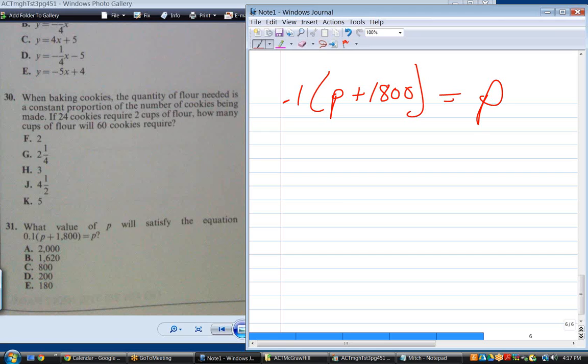Alright. So would you just multiply both p and 1800 by 0.1? Yep. In other words, the first step in solving an equation is to get rid of the parentheses, get rid of the denominators. Well, there's no denominators here. Let's get rid of the parentheses, meaning let's distribute that. So what do you get when you distribute that? It'd just be 0.1p plus 180.